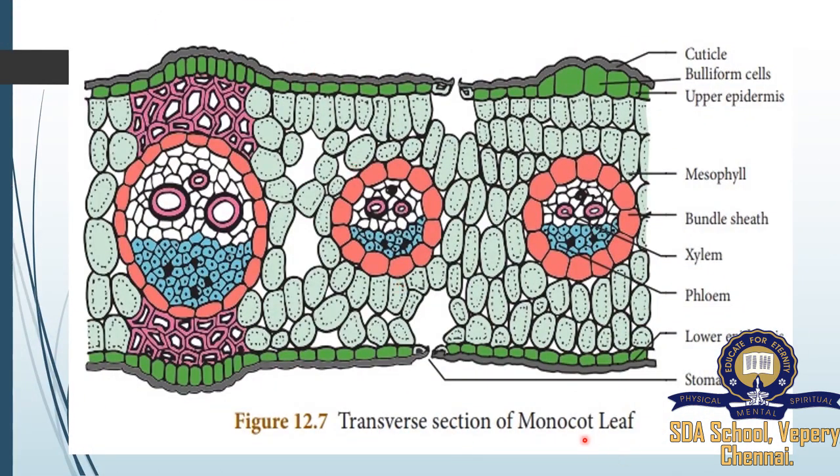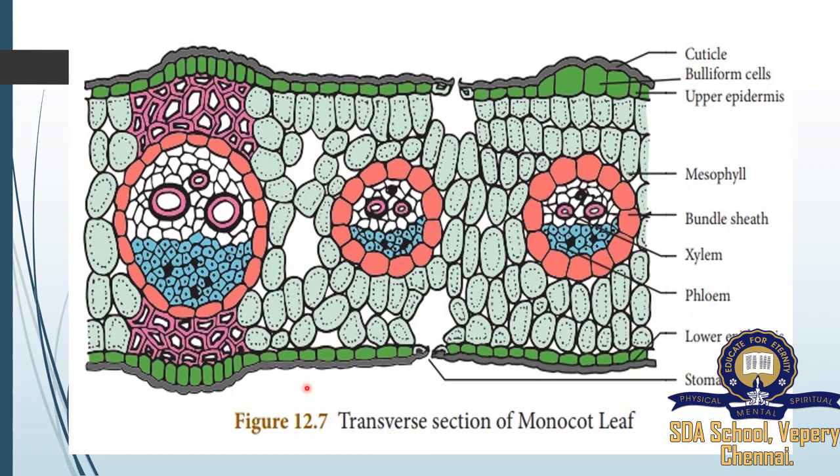Here we have a transverse section of a monocot leaf. Cuticle is present and the green colored cells are bulliform cells. Then the upper epidermis. Here is the lower epidermis. See that in this gap we have a stoma. These irregular shaped cells are the mesophyll. Then this pink round structure is the bundle sheath. Inside we have xylem, round cells, and then below that we have phloem cells. These are the inner structures of the monocot leaf.